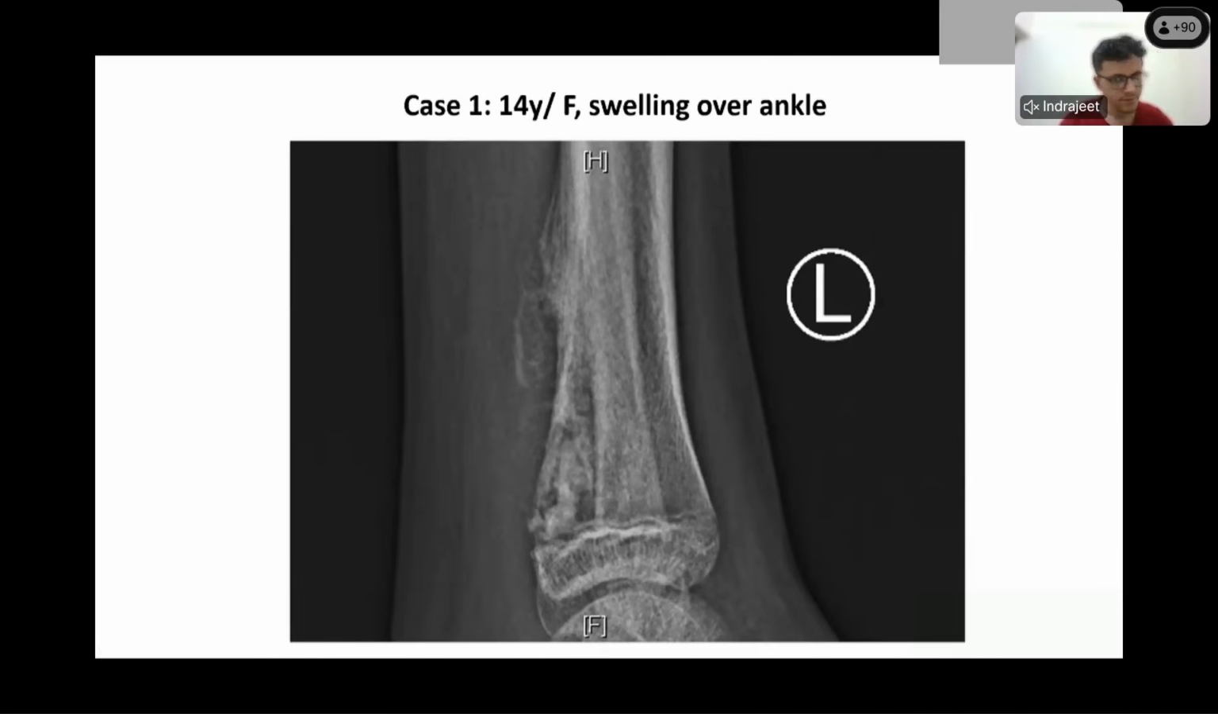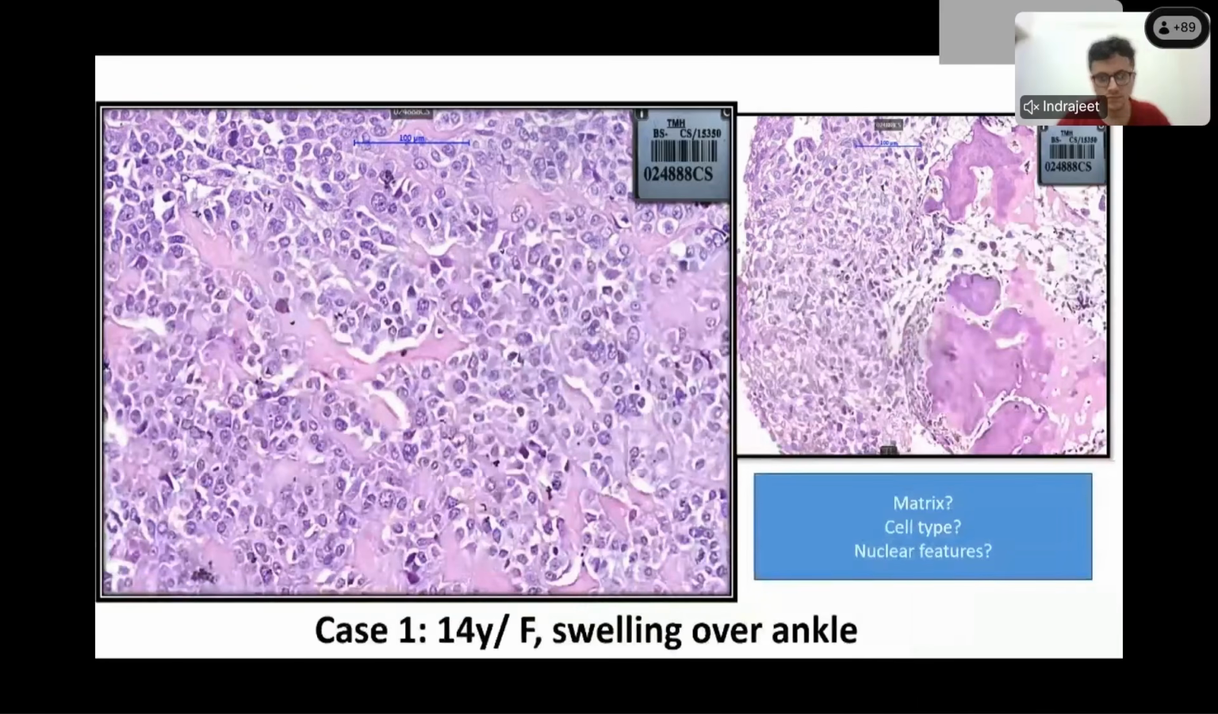If it is not matrix producing, whether it is a round cell tumor, fitting more towards a lymphoma or more towards an Ewing's. So this is an aggressive lesion, and we need to rule out a primary malignant bone neoplasm. Right. Okay. So this is the biopsy of this lesion.